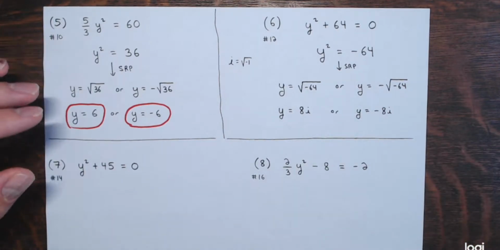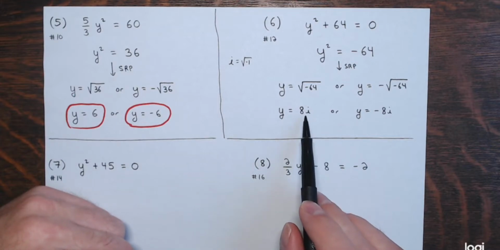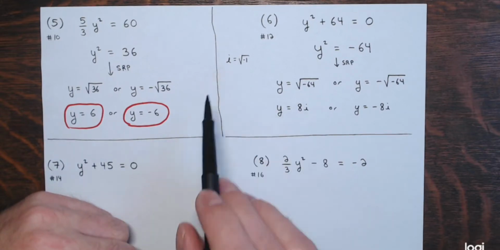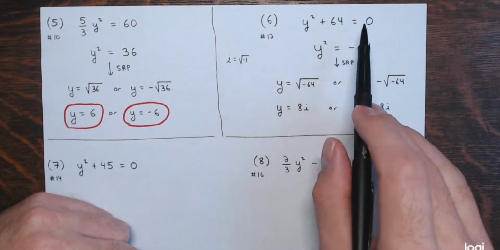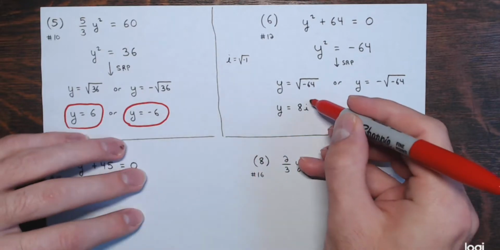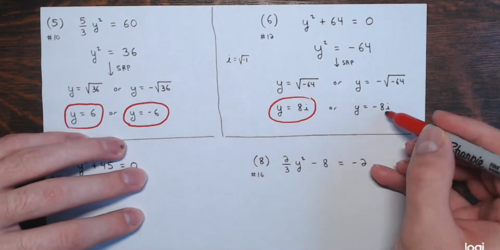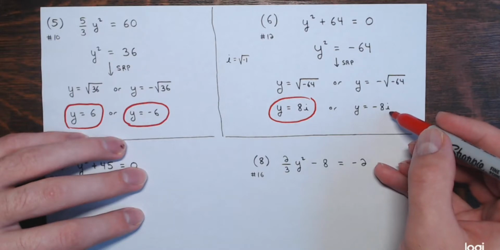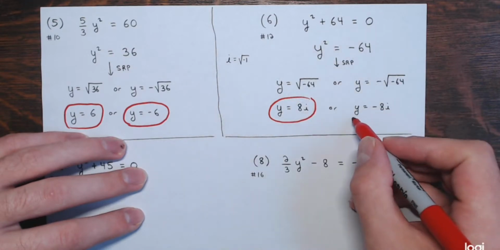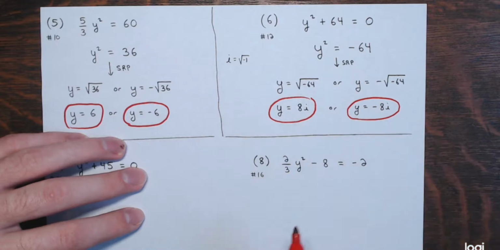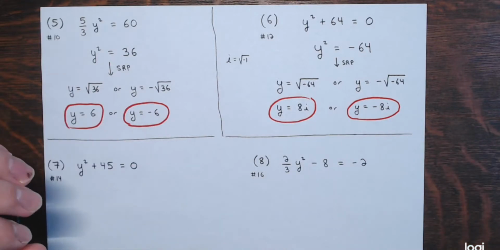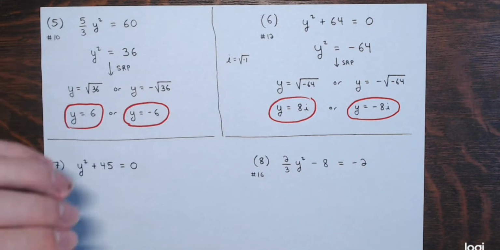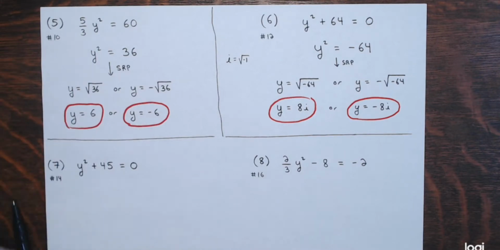And then check them. When you square 8i, that'd be 64i squared. Just remember that i squared is negative 1. So that'd be negative 64 plus 64 equals 0. This works. And the same thing happens with negative 8i. When you square this, it'd be 64i squared, which is negative 64, plus 64 is 0. They both work. So y equals 8i and also negative 8i are solutions. We are going to have some solutions that have an imaginary number in them now.